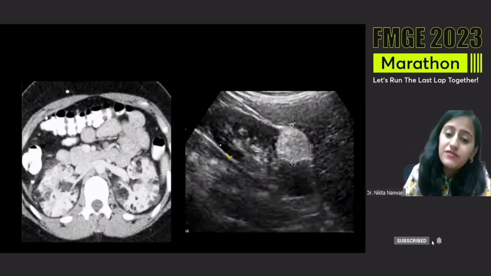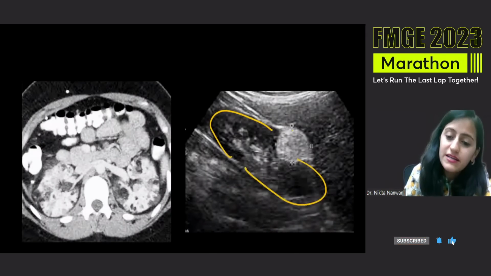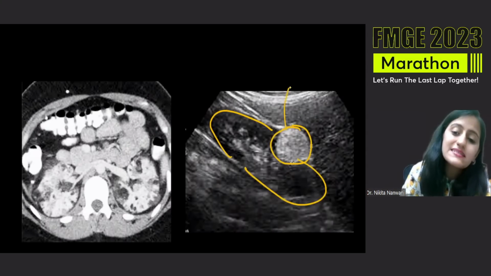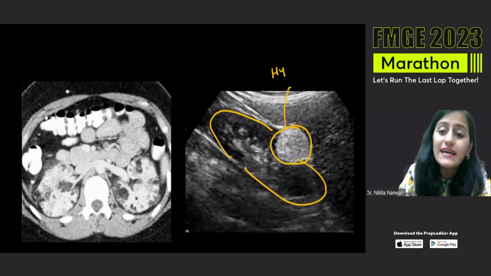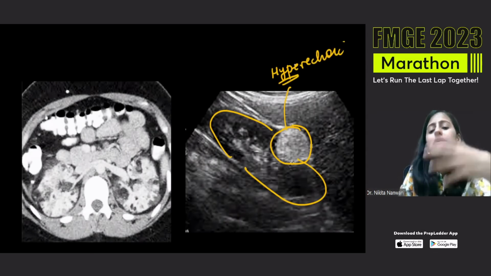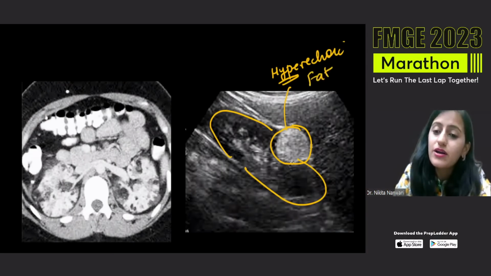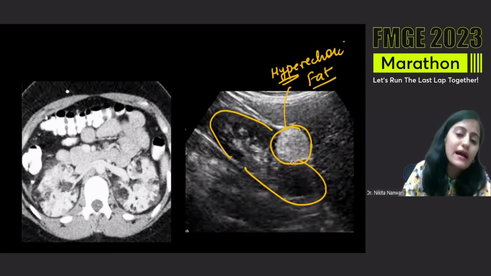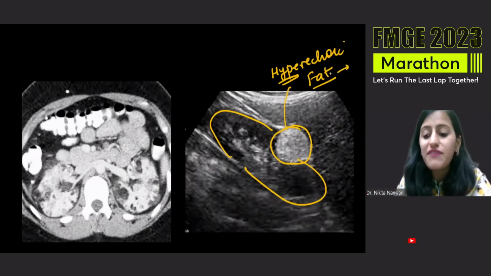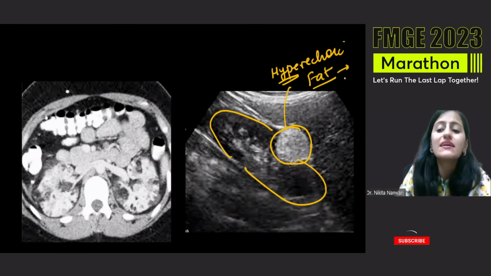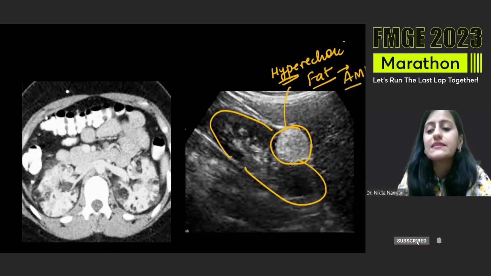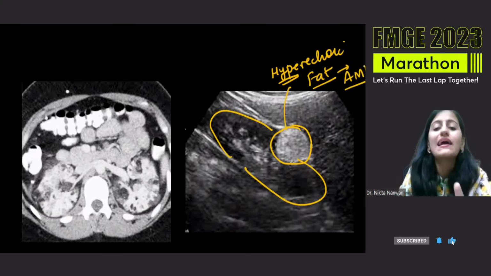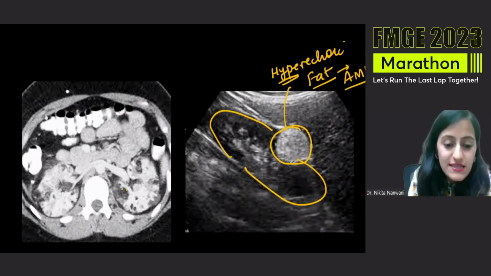Next one, if this is the ultrasound image of the kidney and you are seeing a mass in the kidney which is hypoechoic or hyperechoic. Hyper, it is white, so hyperechoic. What is hyperechoic on ultrasound? It is fat. If it was cyst, it would be black, fluid containing. So what is the fat containing lesion in the kidney? It is angiomyolipoma. What are you seeing in the CT here?